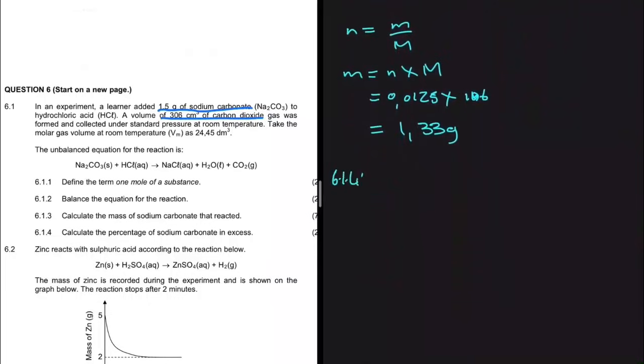Let's do 6.1.4. Calculate the percentage of sodium carbonate in excess. So we have the mass that reacted. We have the initial mass that we started with.